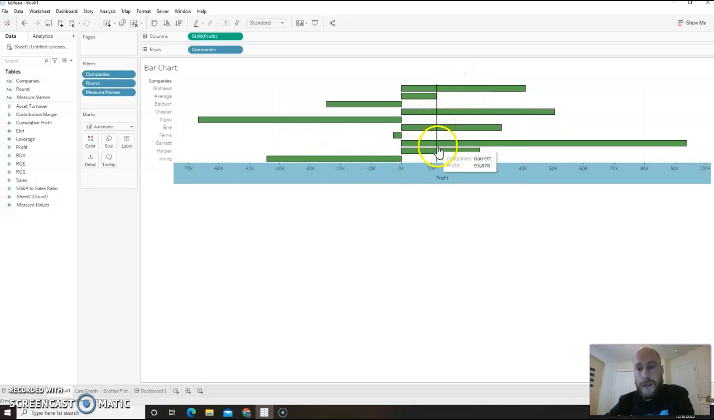So obviously, as we all know, Garrett was the most profitable company. They were followed behind by all of these companies. Mine was Harper, so I'm glad that we were at least over the average, but obviously we could have done a little better. And then you have some companies down here which did poorly compared to everybody else.